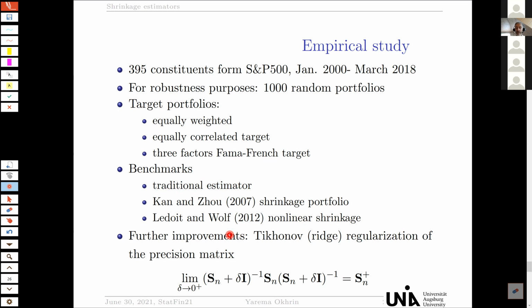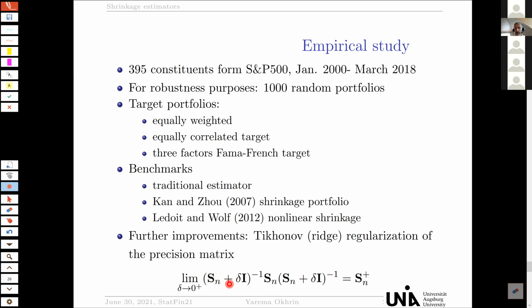Now, the problem is that if our c is close to 1, then everything becomes unstable. Regardless of what you take, traditional or Moore-Penrose, everything becomes extremely unstable due to the almost non-invertibility of the covariance matrix. To overcome that problem, we rely on the Tikhonov or ridge regularization of the precision matrix. So we try to estimate our precision matrix, the inverse covariance matrix, in a shrunk way.